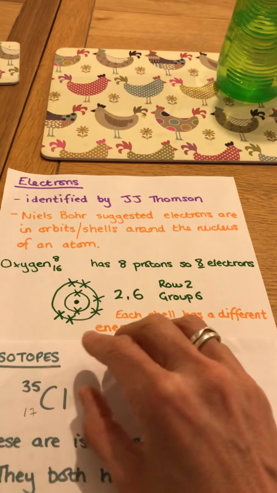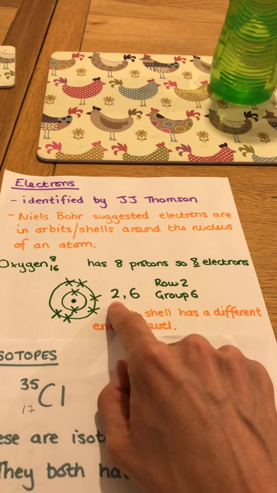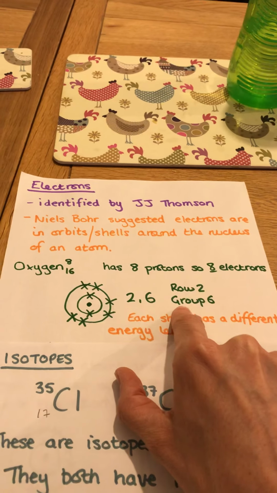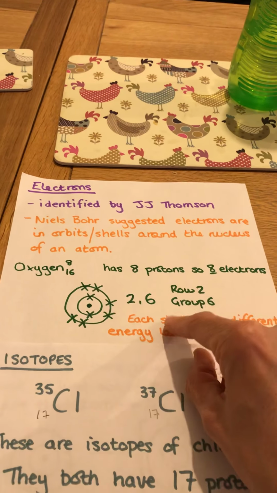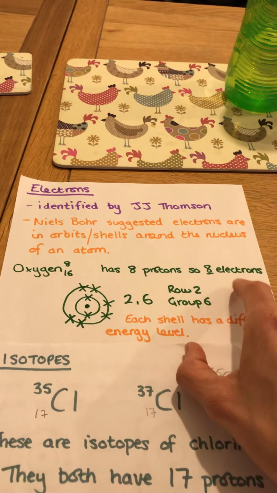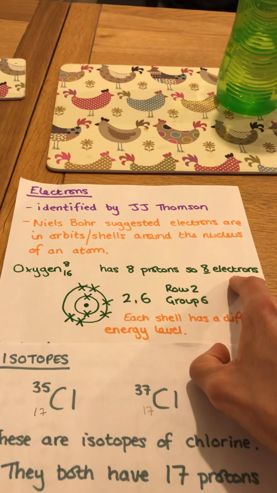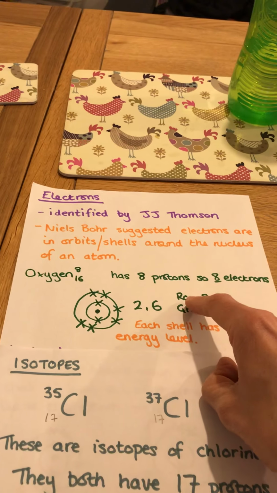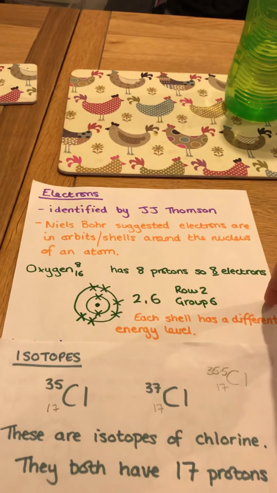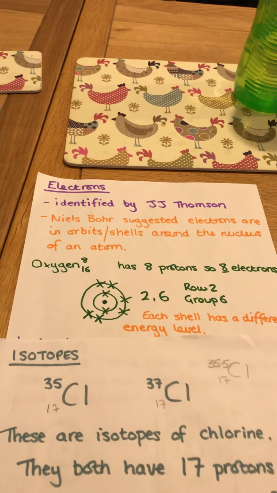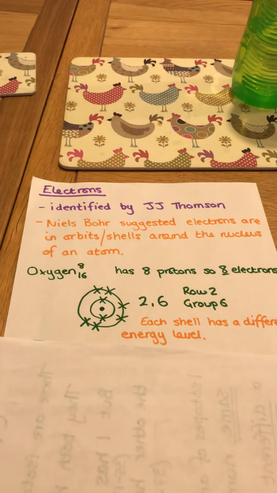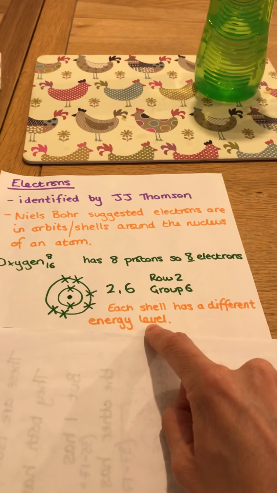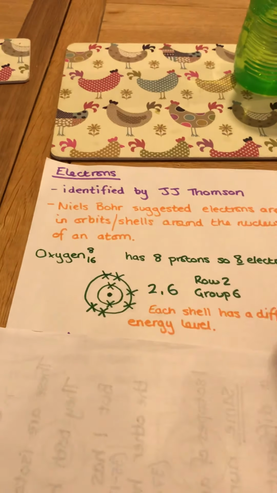Now, we can use this to tell me something else. So oxygen then is in row 2 of the periodic table, and rows go across the periodic table, and group 6, so it's the 6th group of the periodic table, okay? So we would go down 2 across 6, and we would find oxygen on the periodic table, okay? So we've got 2 different shells, and each shell happens to have a different energy level. You just need to know that.